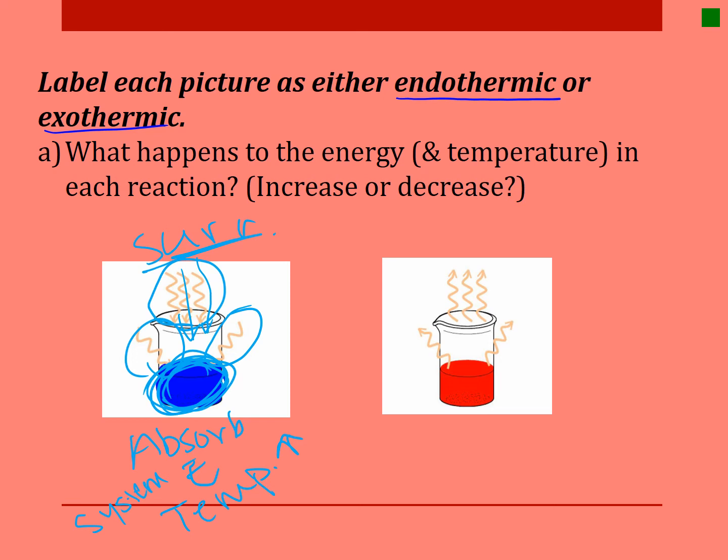All right, here's another one. So here is a system, and what I notice is that its energy is leaving. So what is happening to its temperature? If its energy is leaving, then its temperature is decreasing.